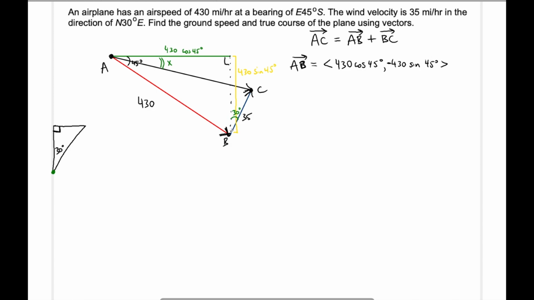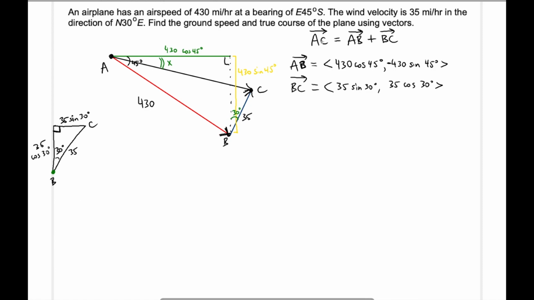Notice that we're actually rising up and we're going to the right side. So both components should be positive. So this should be what? This should be 35 sine of 30. The vertical component must be also positive. It's going to be what? It's going to be 35 cosine of 30.